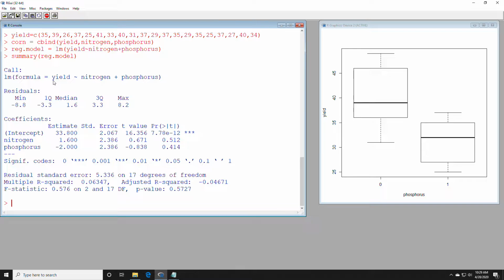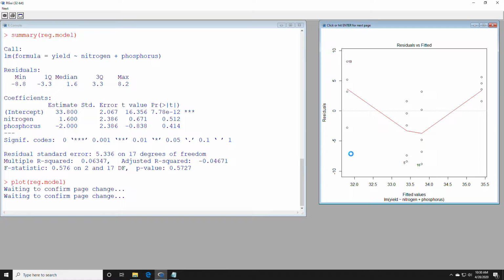Okay, but even with a model like this, where it's like, okay, this model's completely useless because it appears to basically be completely useless. Nitrogen isn't important, phosphorus isn't important, right? These p-values are above 0.05 and actually far above it. And we account for almost none of the variability in crop yield. But we would still need to look at our assumption plots, okay?